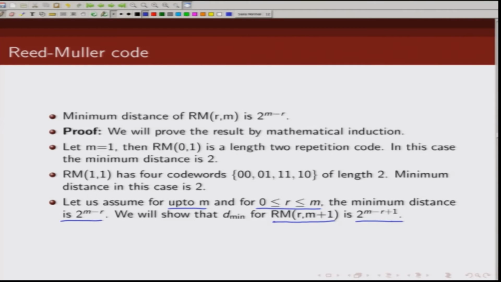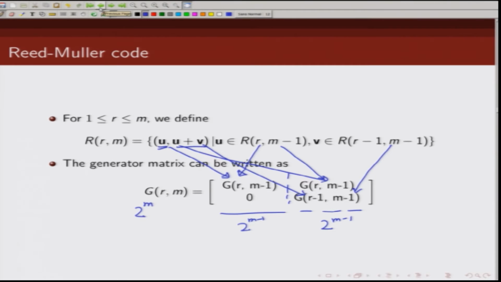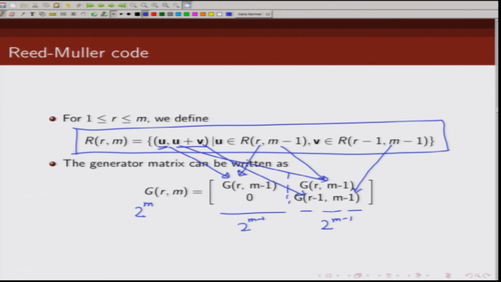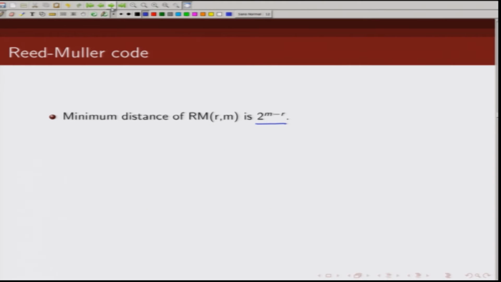Now, to prove this, we are going to make use of this construction of Reed-Muller code, that Reed-Muller code of order r and m can be constructed recursively using this. We are going to make use of this construction to prove our result. So, let us see how we proceed.